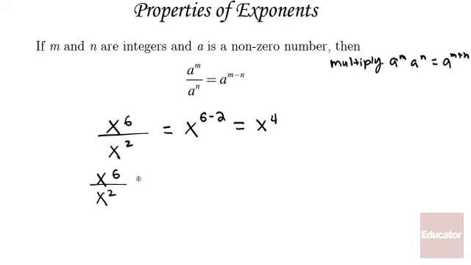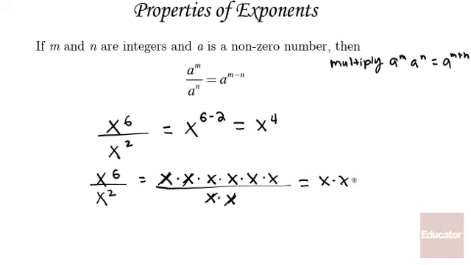Well, you know that a number raised to a power means that I'm multiplying that number or variable times itself 6 times in this case. So that means I have x times x times x 6 times. In the denominator, I have x times x. So if I simplify this, I'm going to cancel out 2 of the x's, and that's going to leave me with x times x times x times x, or x to the 4th.